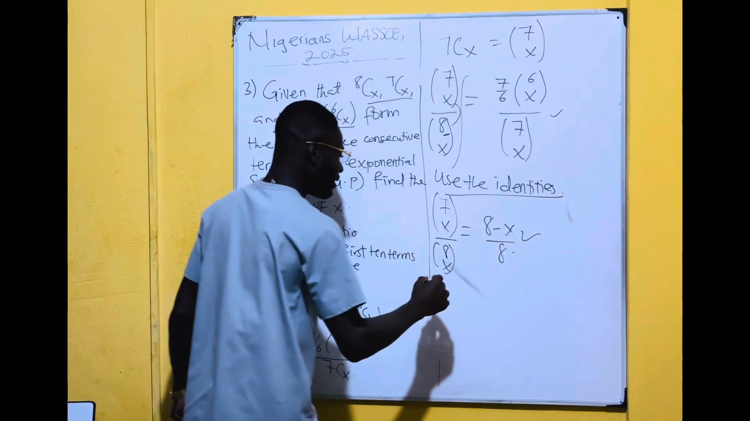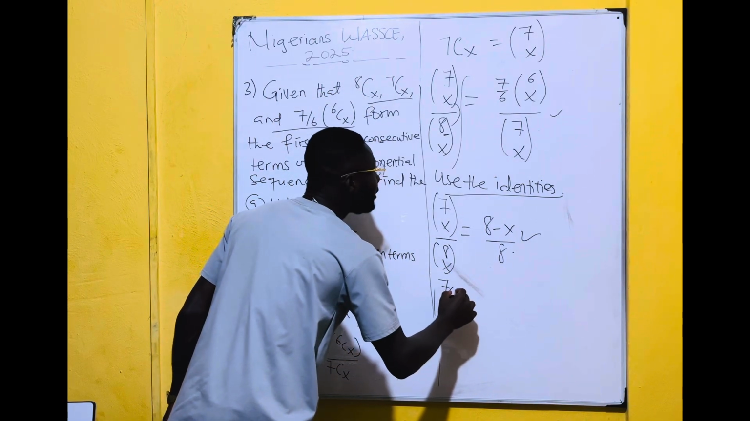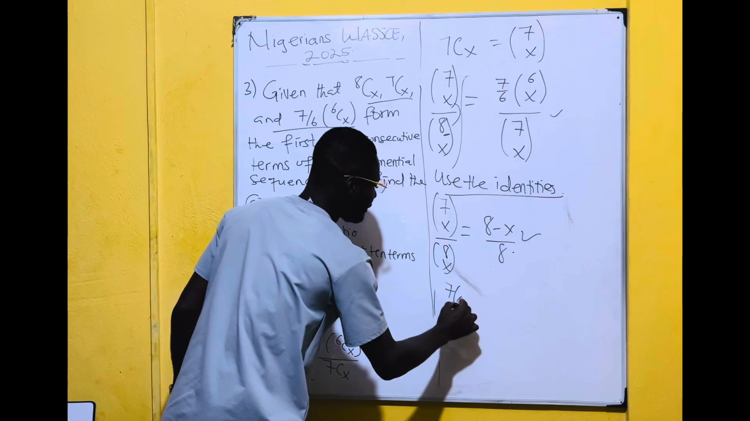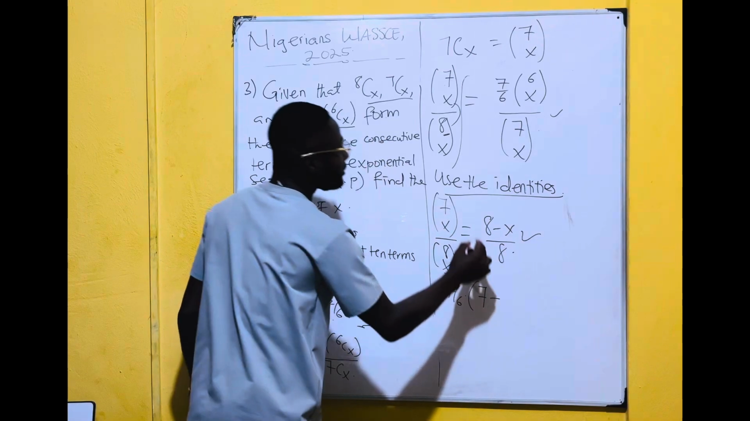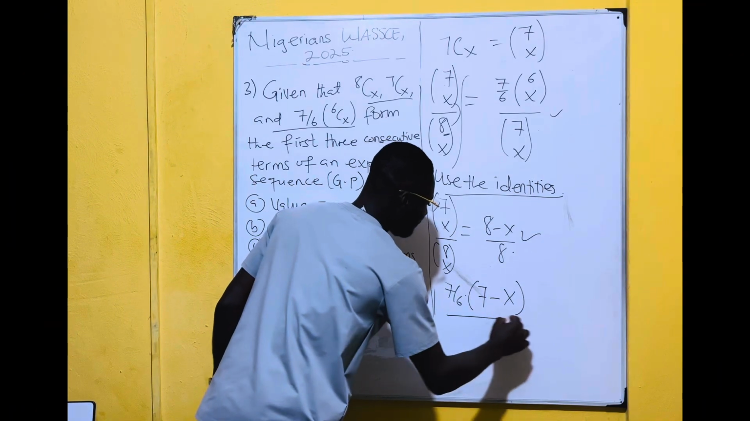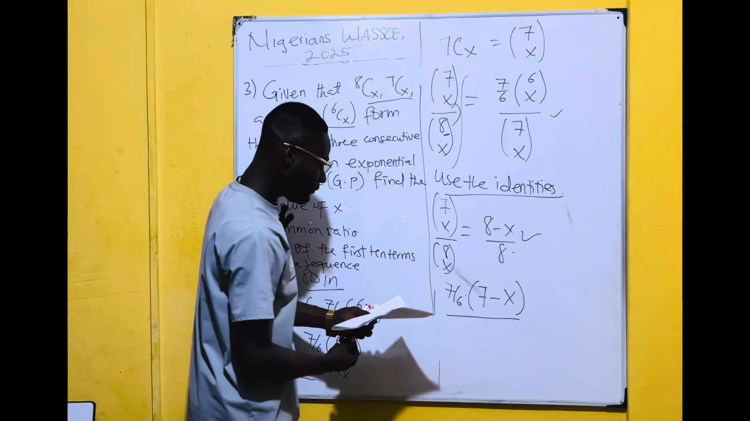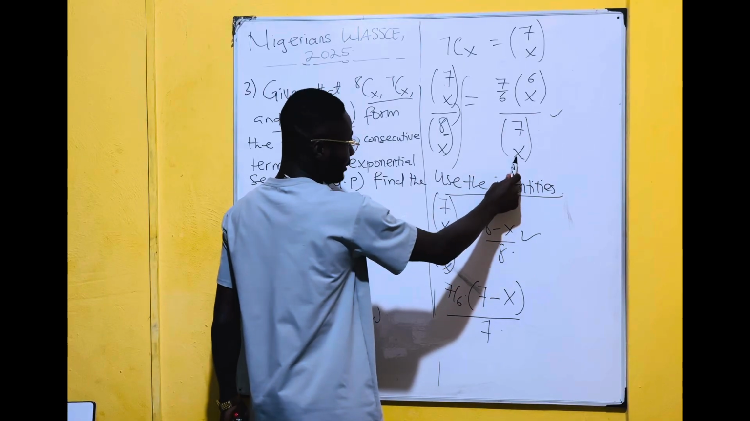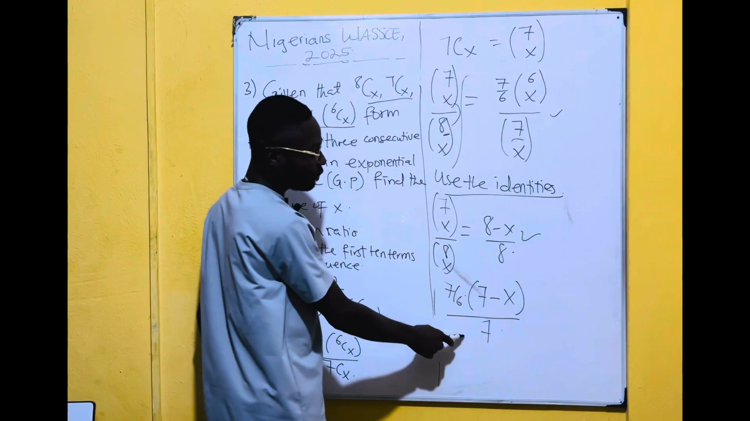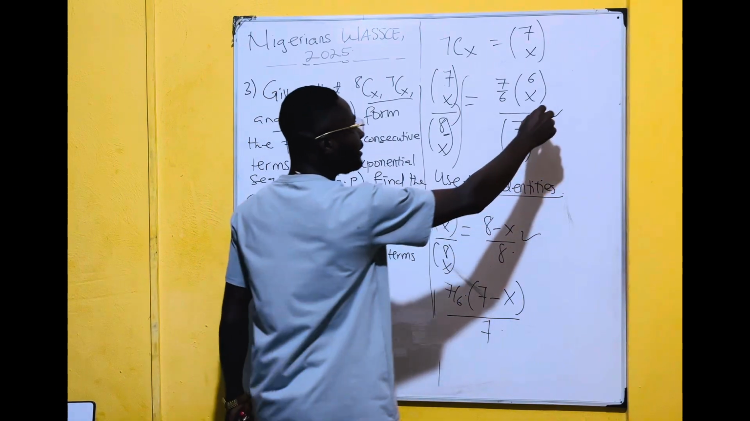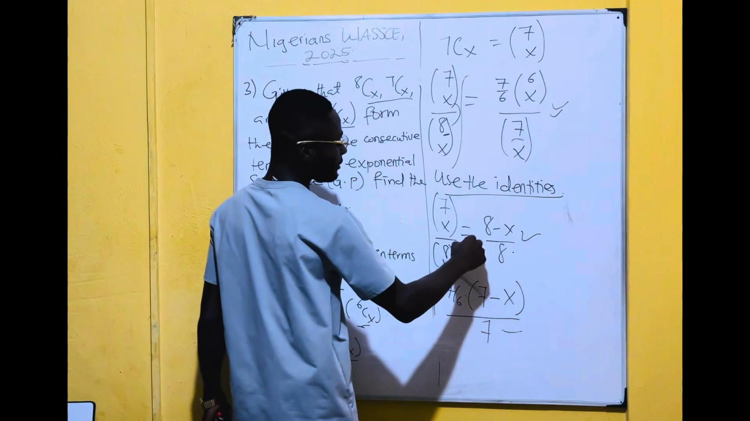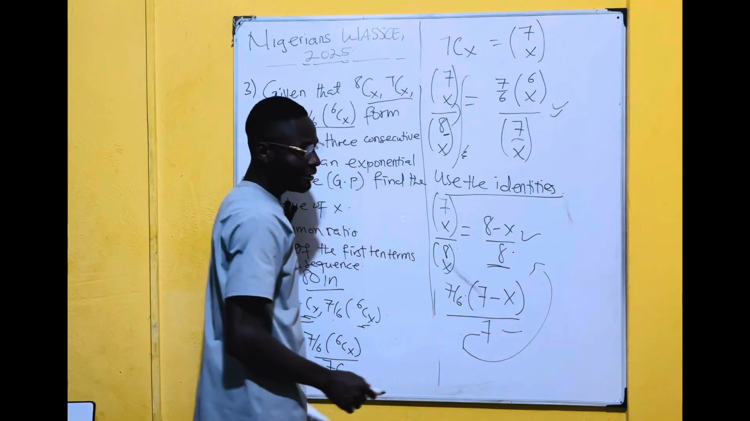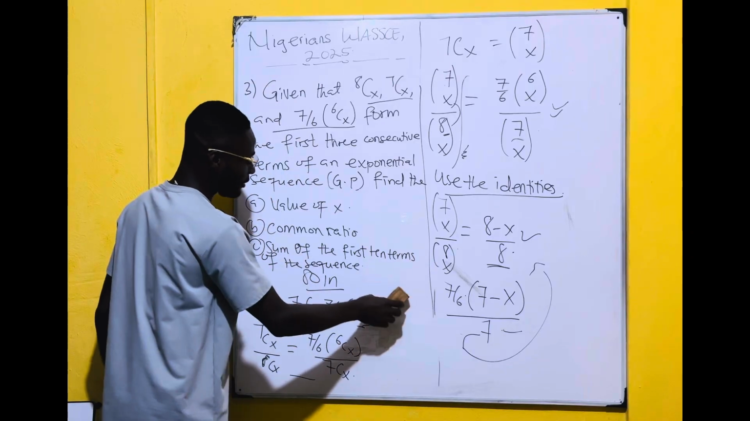And also, we take this 7 over 6 times 7 minus x divided by 7, right? So that is what we have here. So if this here is equal to this, and this is equal to that, then it means that we can equate this and this, so that we can have the value of x obtained.